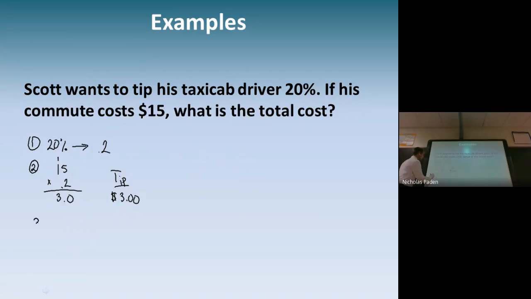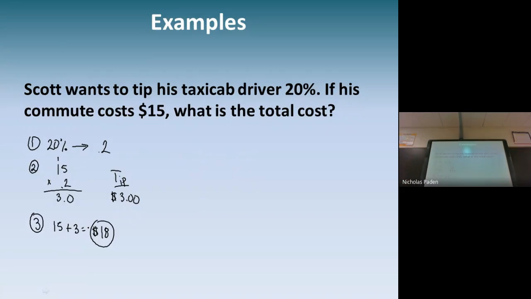And then step 3, we're going to add that on to the total cost, which was 15. 15 plus 3. The total cost for this commute would be $18. So that's sales tax and tips.